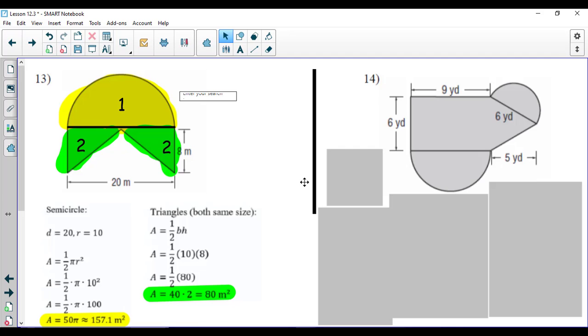All right, next let's take a look at this really complicated shape here. We've got some semicircles, we've got a rectangle, we've got a triangle. I'm going to split this up right along here, and I'm going to draw a vertical line going down to create a rectangle and then a triangle.